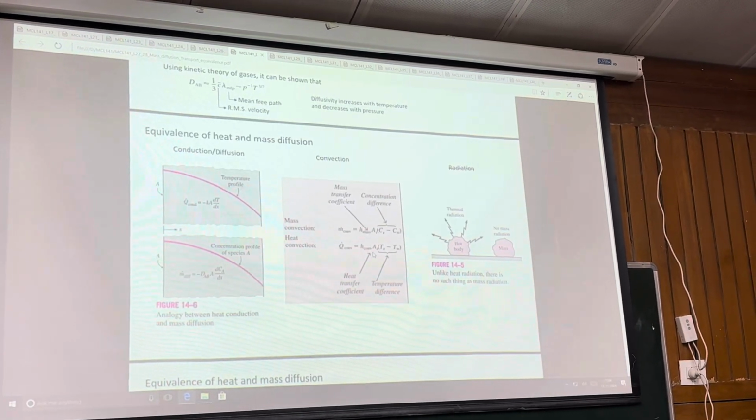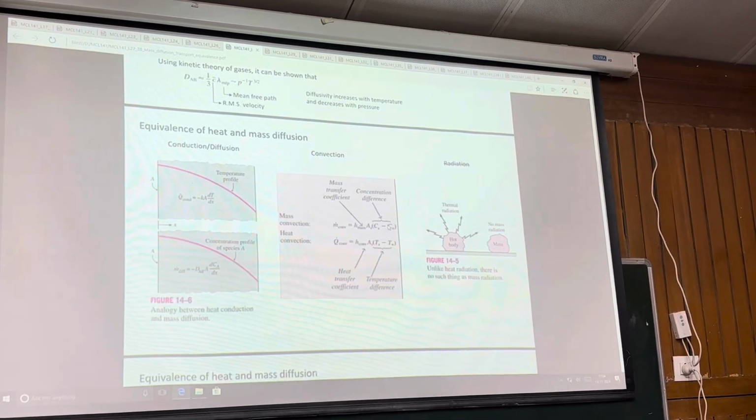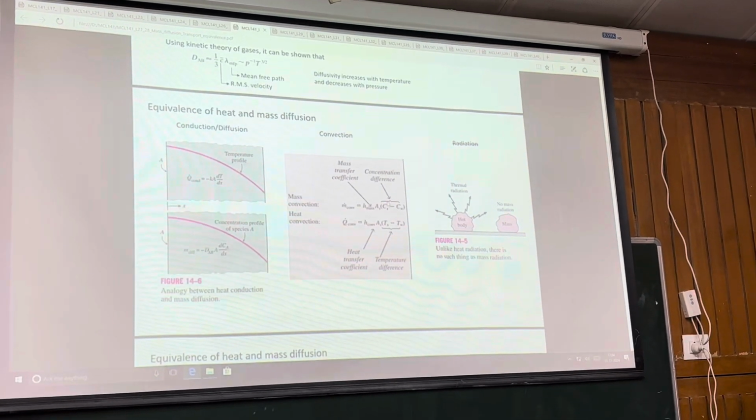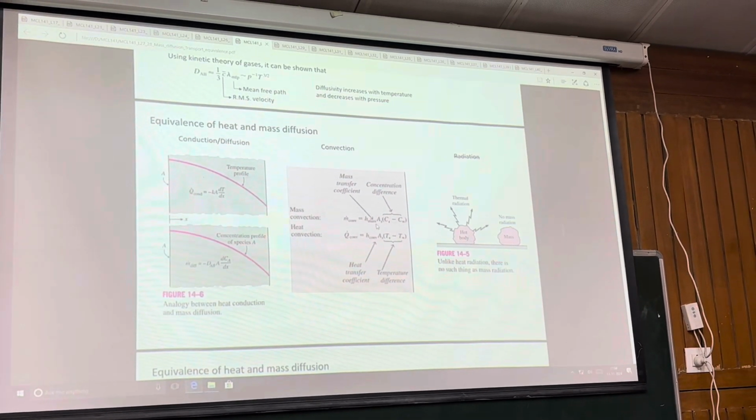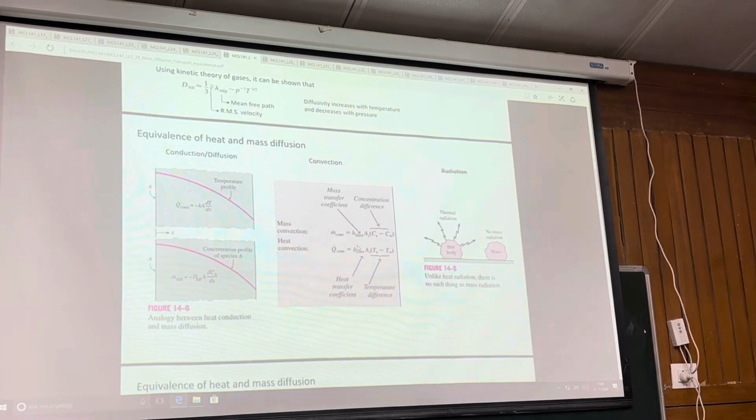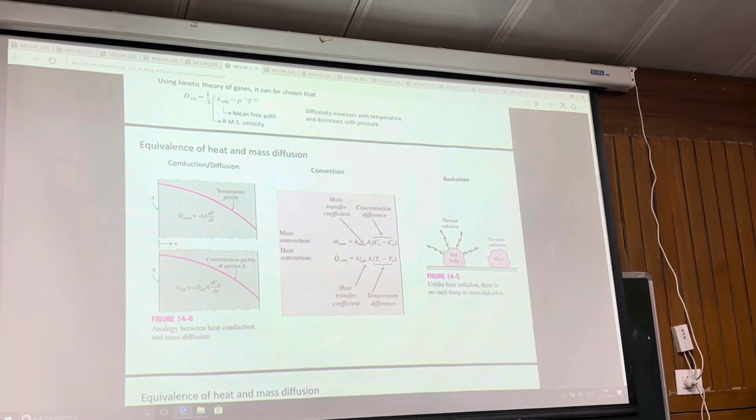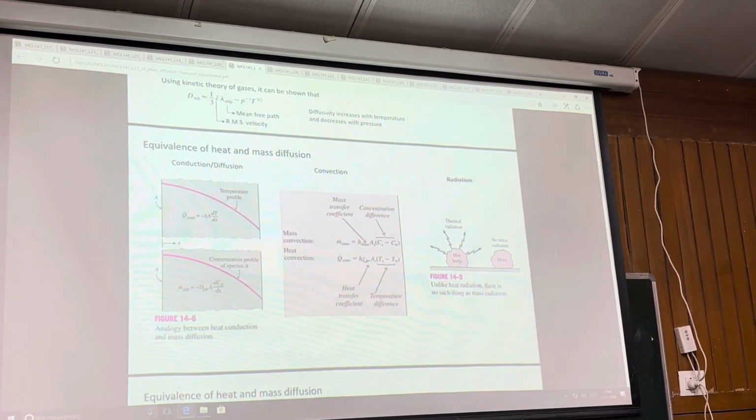Mass transfer coefficient, heat transfer coefficient. You can write and bring it. There was one problem in the tutorial about mass transfer coefficient and heat transfer coefficient. And mind you, the exam will not be exactly the same as what you have solved today. It will be quite different from what we have today.